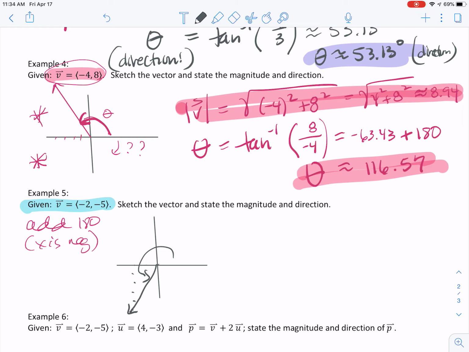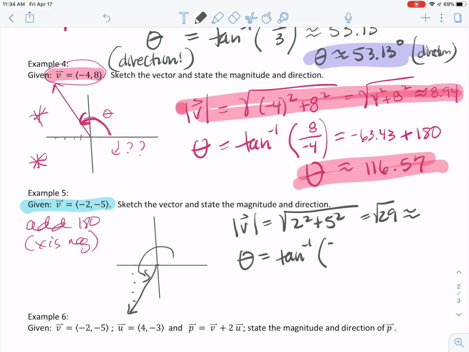All right, so the magnitude of V is going to be the square root of, I'm just not even going to put the negatives because I know they go away, okay? I promise you they go away. That's going to be the square root of 29, which I'll have to use my calculator to approximate. And theta is going to be tan inverse of -5 over -2. But whatever I get, I know I'm going to have to add 180 because it was in quadrant 3. Okay, the x was negative. So I'm going to go ahead and add 180.